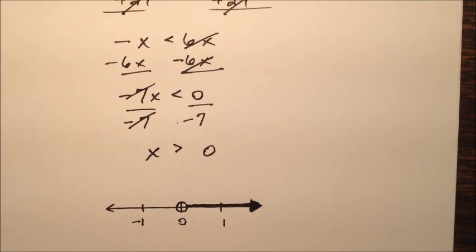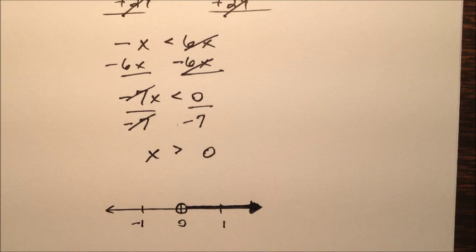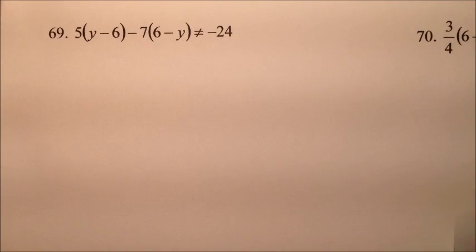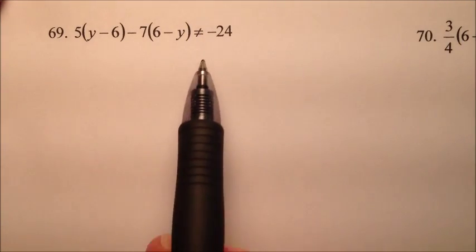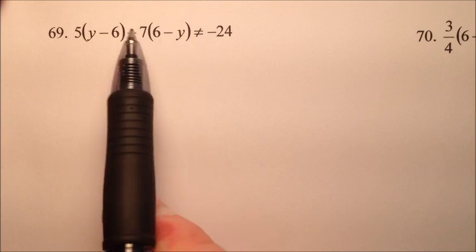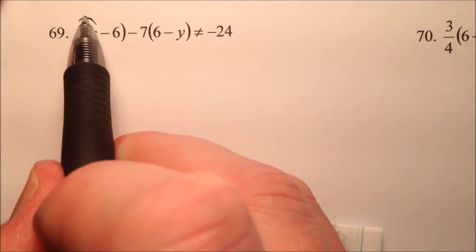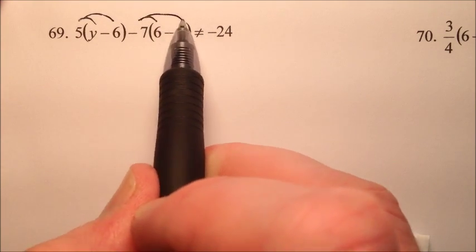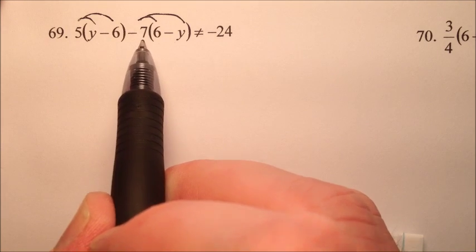So the solution for 68 is x is greater than 0, and it'll be an open circle at 0 with a line extending indefinitely to the right. For number 69, we notice this inequality is a not equal to. We've got some parentheses, so let's go ahead and distribute. We'll actually have to distribute twice, once with a positive 5 and once with a negative 7.